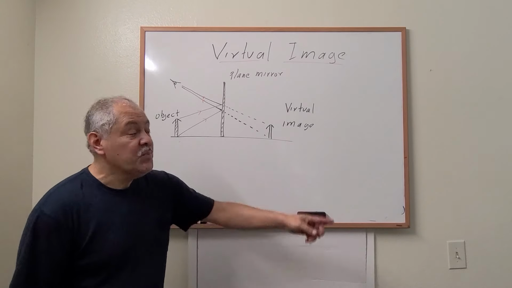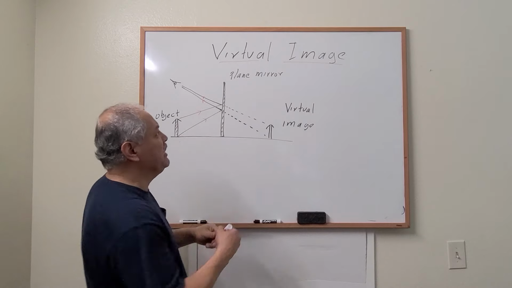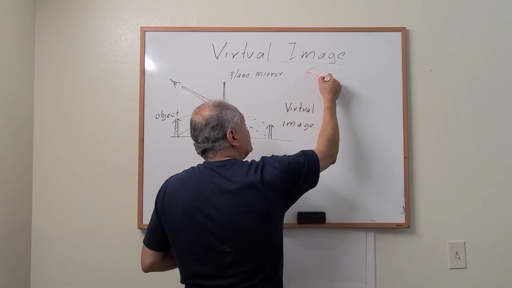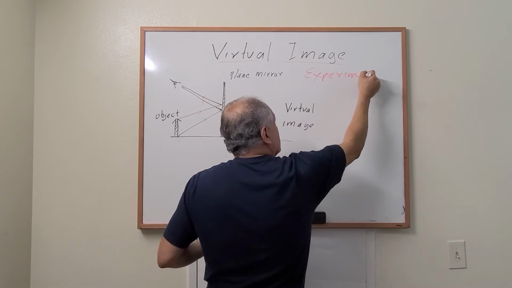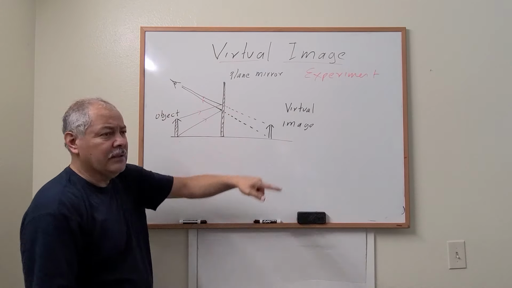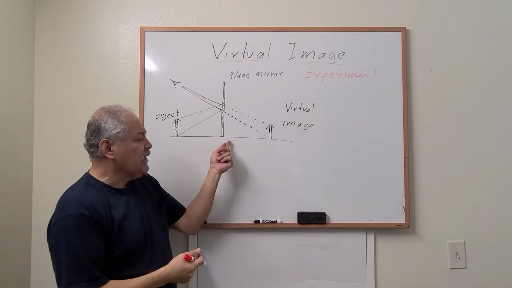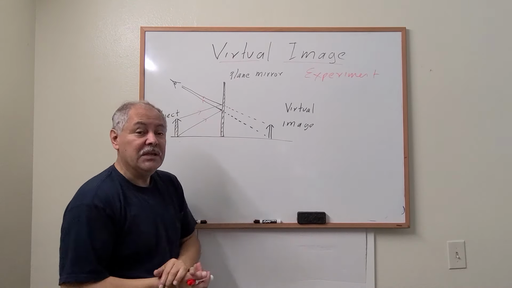Okay, let's do one experiment on virtual image, right? It's actually a virtual image experiment, and for this case, let's use a plane mirror. That's one of the ways we can calculate the position of the image.